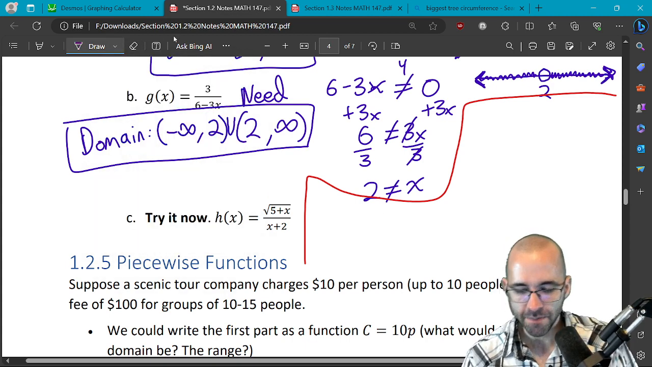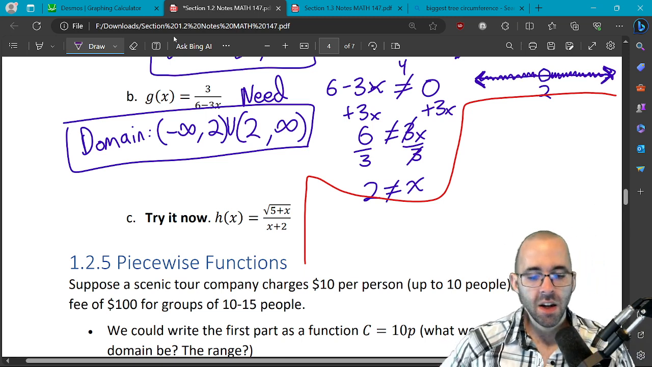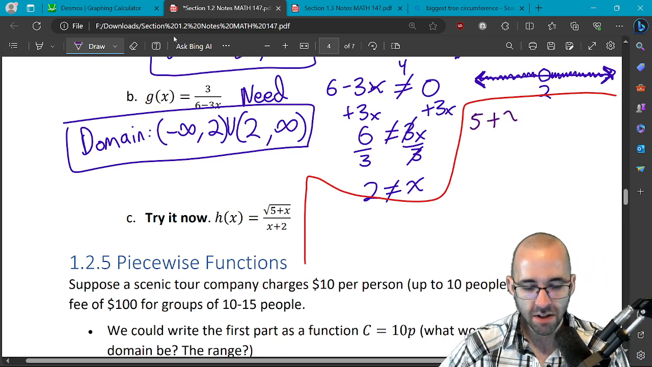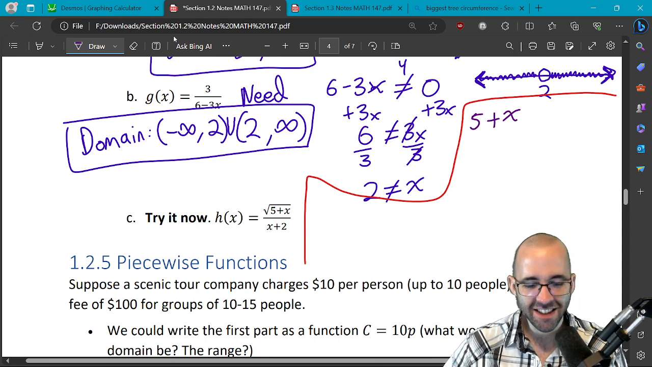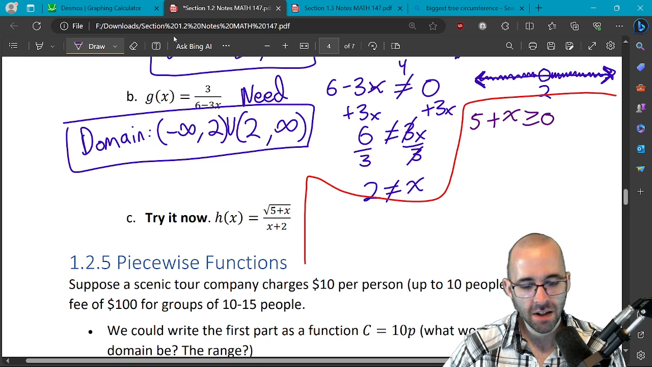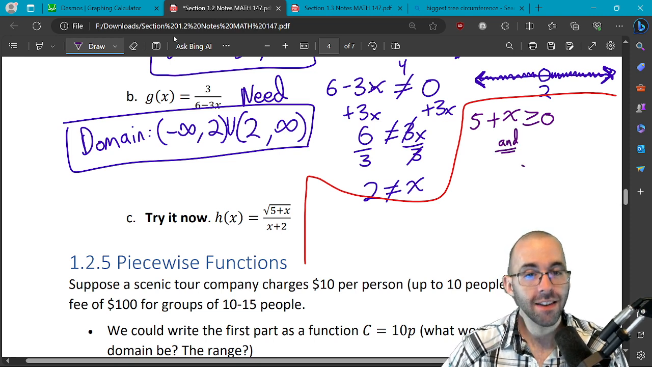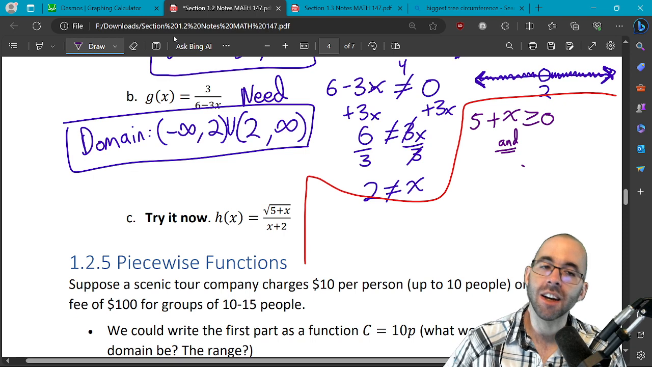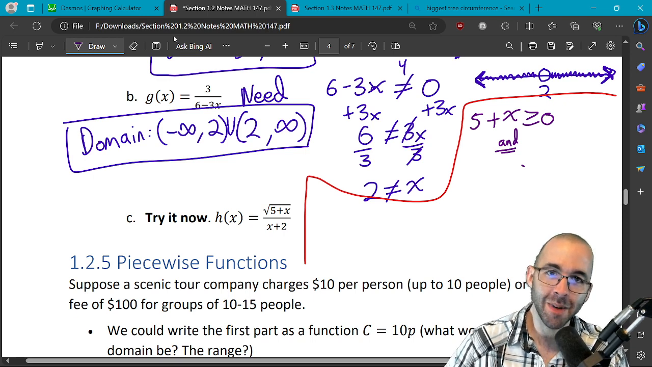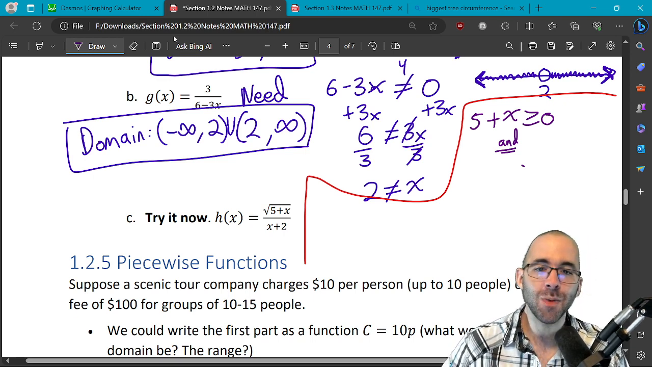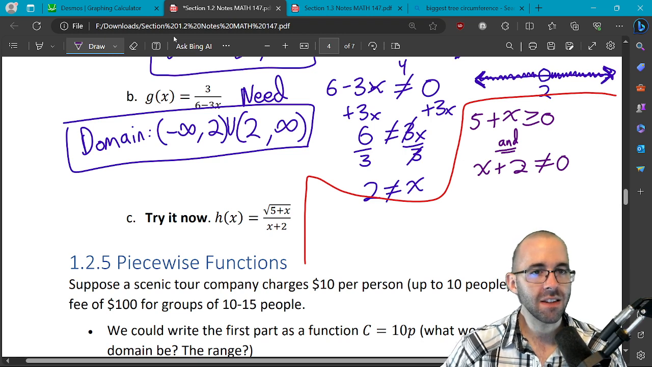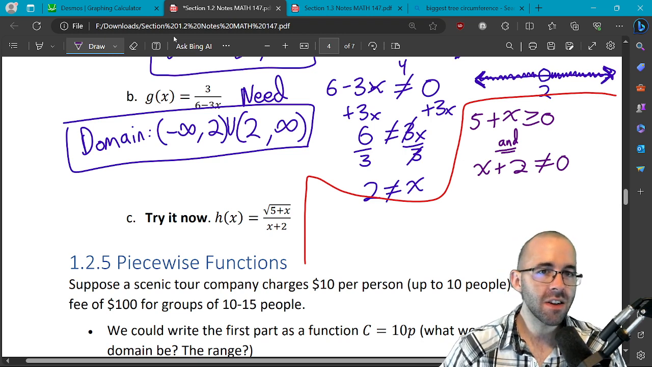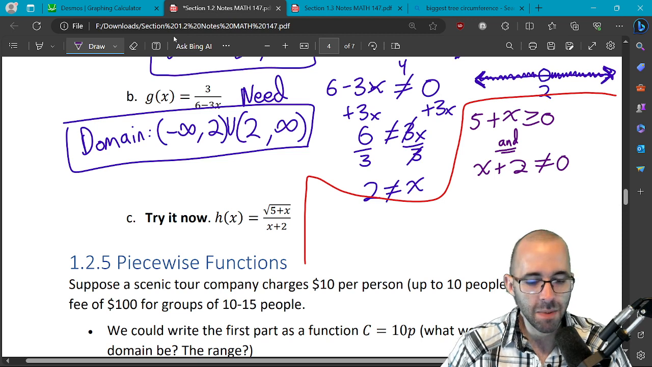Okay, so we got 2 things. We need the inside of the fraction. Wait, this is even a different purple. We need the inside of the square root to be greater than or equal to 0. And we need the denominator to not be 0. So we have both of these. And you can solve both of these the same way that we did it in parts A and B.